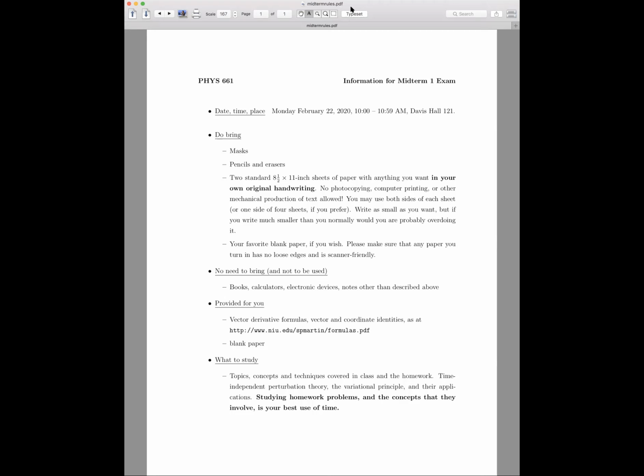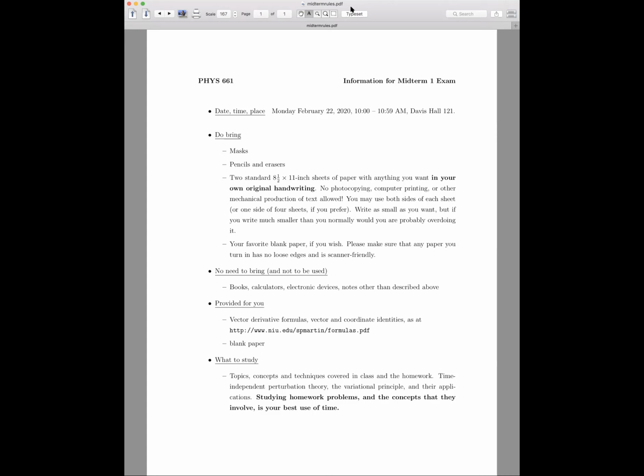You do not have to write down the vector and coordinate identity formulas for things like curls, and you don't need curls anyway, but Laplacians and things like that. That will be provided for you. You can also use my blank paper if you choose to. And then lastly, what to study.